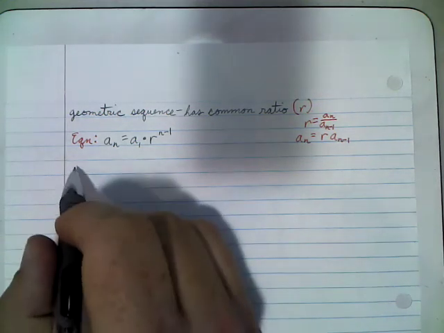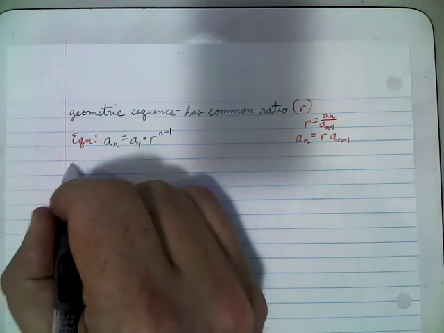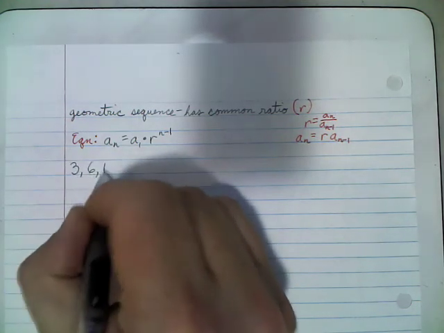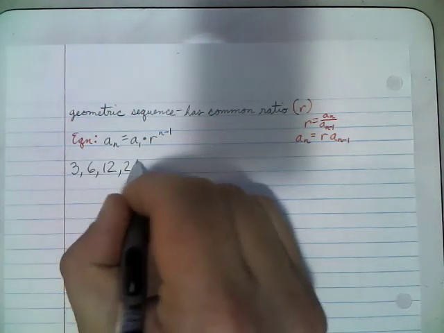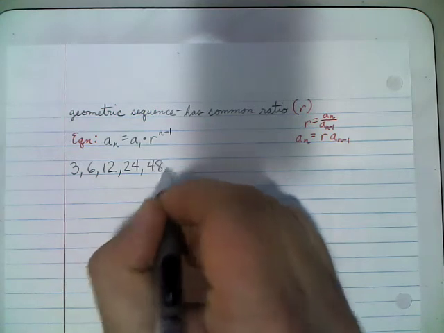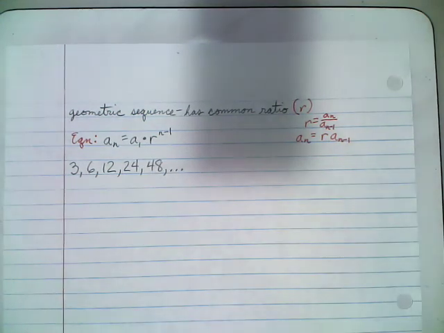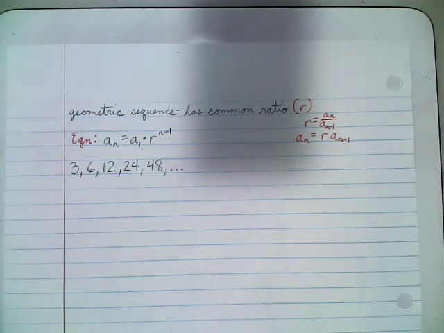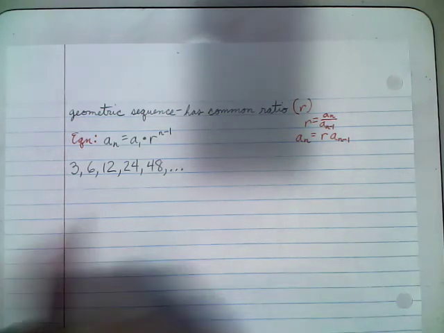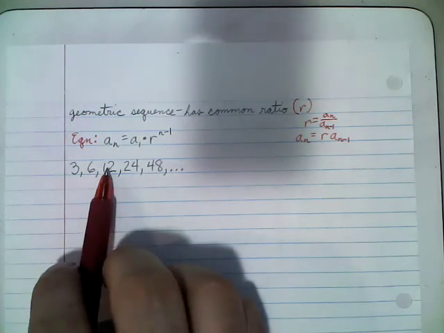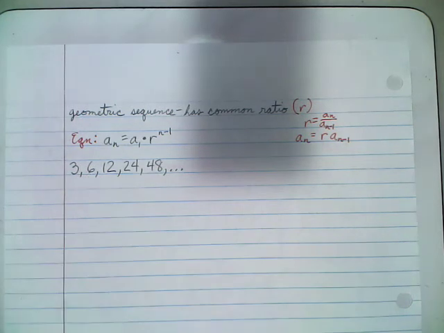So let's look at an example here. 3, 6, 12, 24, 48, and on and on and on. So in this case, if I want to confirm that this is in fact a geometric sequence, I can tell it's not arithmetic, because if I subtract here, I'd get a 3, but then here I'd get a 6. It's not arithmetic. So if I want to see if it's geometric, constant ratio, check that ratio.